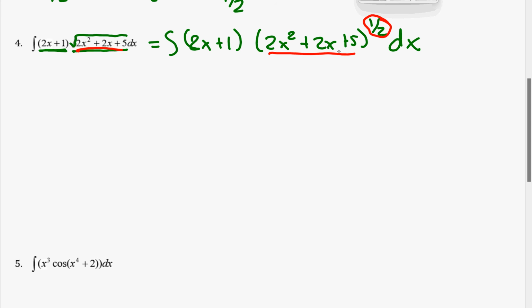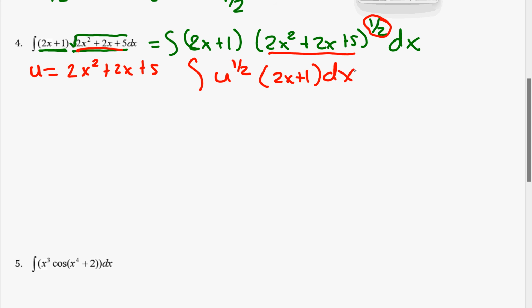So if I let that equal u, so u is equal to 2x squared plus 2x plus 5. So then my thing would be u to the 1/2 times 2x plus 1 dx. So this is what I need my du to equal, right? I need my du to equal 2x plus 1 dx.